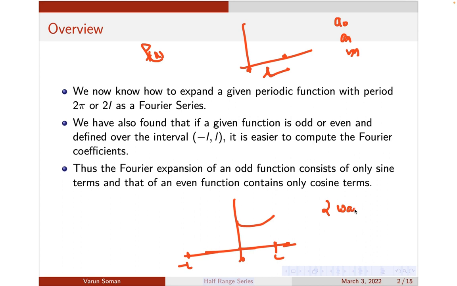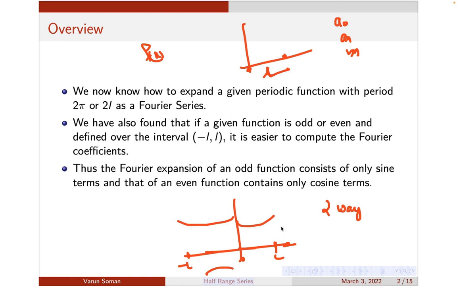I can either extend this function as an even function, in which case it will be symmetric about the y-axis, or I can extend it as an odd function, in which case it will be symmetric about the origin. So I will extend this function as an even function or an odd function.